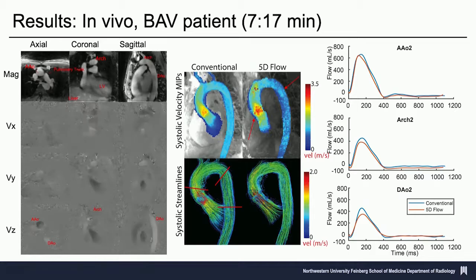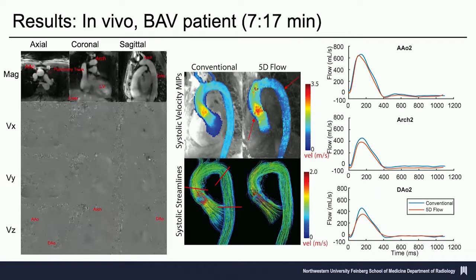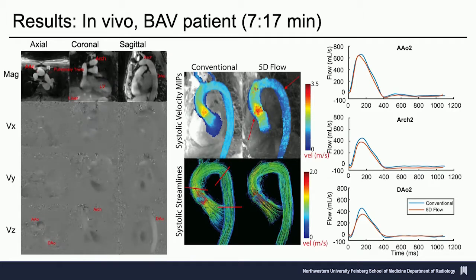So here's a representative bicuspid aortic valve patient. Scan times were just over 7 minutes for 5D flow, and you can see that we've successfully resolved cardiac and respiratory motion. So we did conventional comparisons of the aorta, and so we looked at just the end expiratory phase for 5D flow, and you can see the streamlines match quite well between the two techniques.